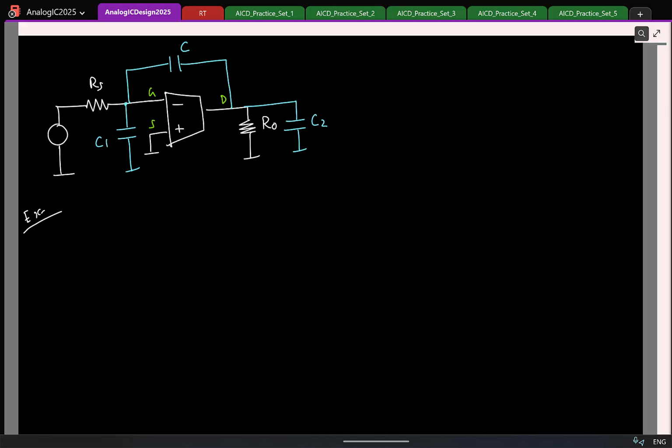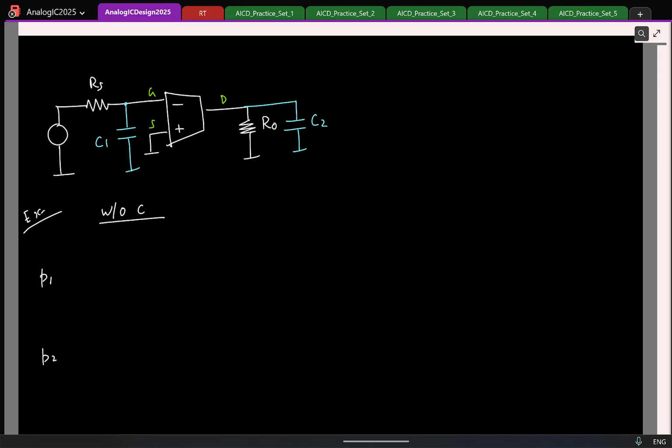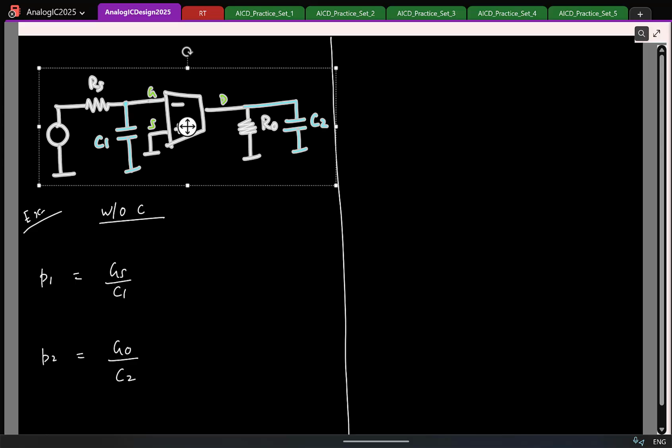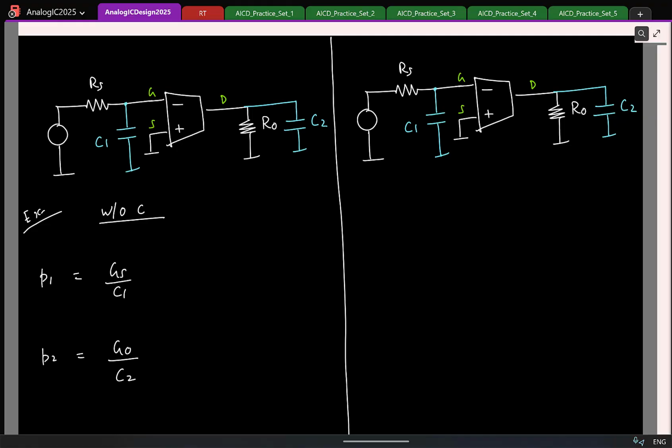Now when I didn't have the capacitor C, let me first do that. So without the capacitor C, can you tell me the pole locations? I mean, without the capacitor C, here I have two RC sections. Are they coupled or uncoupled? So what are the pole locations? Yeah, I'll say GS by C1, G0 by C2. Right? So now I included the CGD or the capacitance from the input to the output.